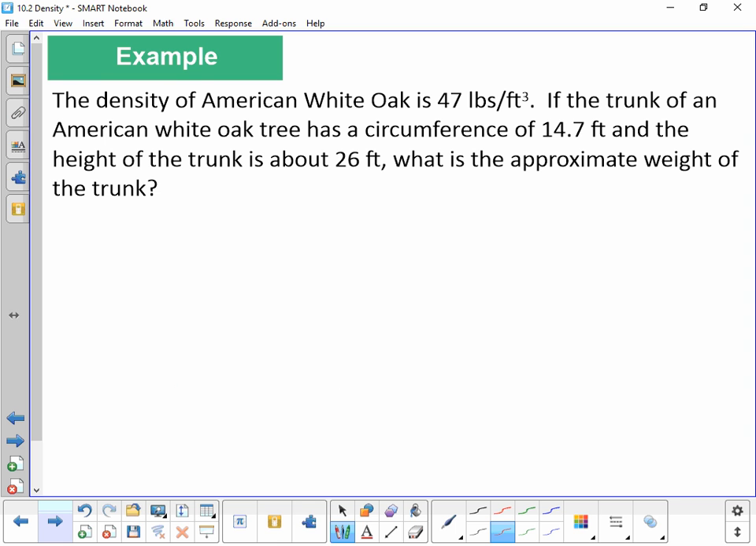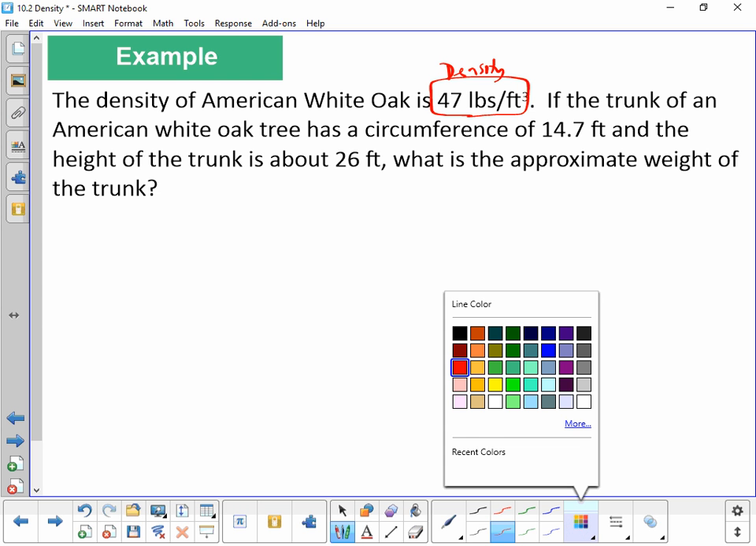Okay, so let's look at another one that's a little bit more challenging. The density of American white oak is 47 pounds per cubic foot. So we know this density. This is given to us. If the trunk of an American white oak tree has a circumference of 14.7 feet, and if the height is about 26 feet, what is going to be the approximate weight of the trunk?